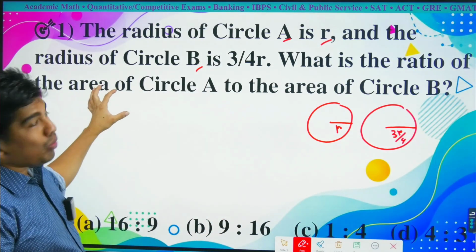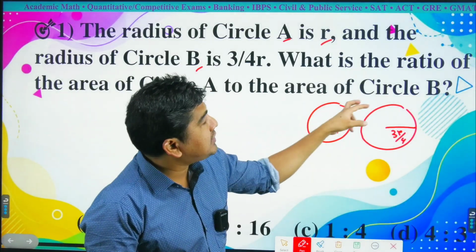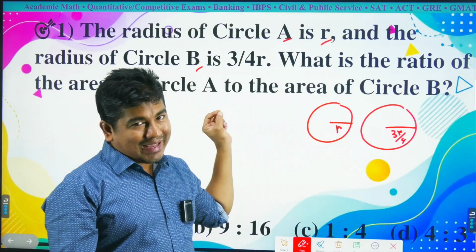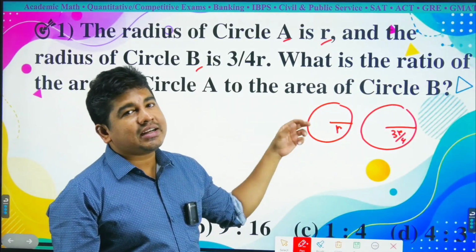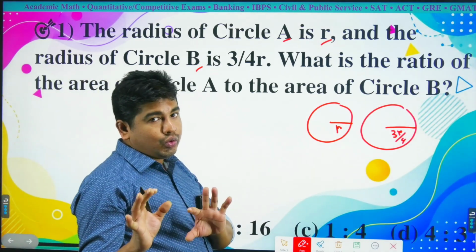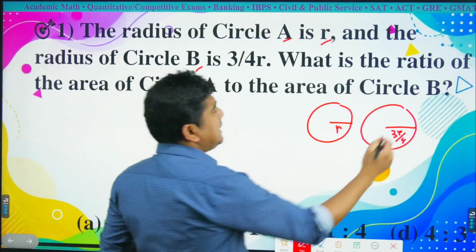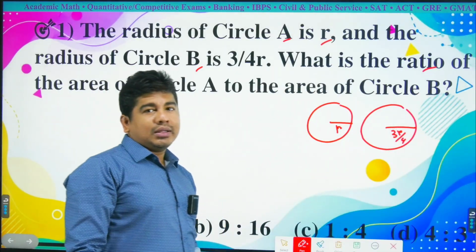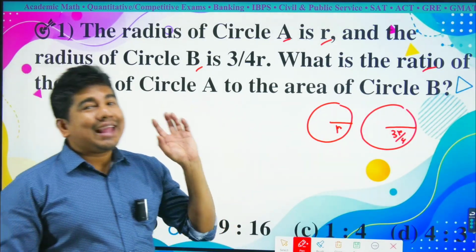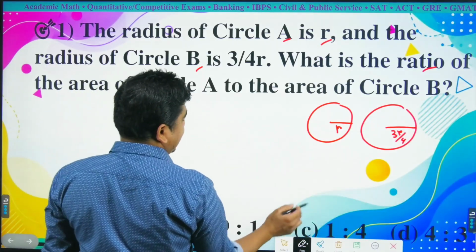The questioner wants to know from you the area of circle A to the area of circle B, the ratio of the area of circle A and the area of circle B. The questioner has said you have to find out the ratio. What's the ratio? The areas of A and B. So now let's get started.